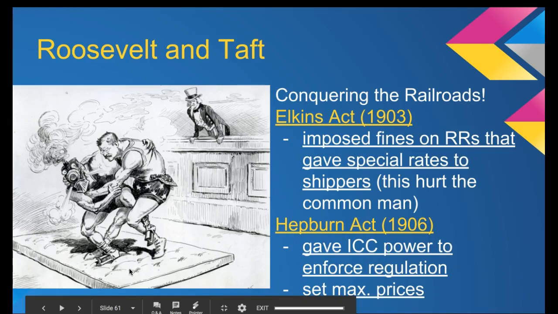So two pieces of legislation we see against the railroads. The Elkins Act in 1903 imposed fines on railroads that gave special rates to shippers. This was something that hurt the common man. And also the Hepburn Act gave the ICC, the Interstate Commerce Commission, the power to enforce regulation. So the ICC was a commission that was created back during the Gilded Age as well to oversee the railroads, but it had never been enforced. So we're going to see them beginning to enforce those rules to break up railroad monopolies during Roosevelt's presidencies. They also set maximum shipping prices so that these companies couldn't exploit the common people.